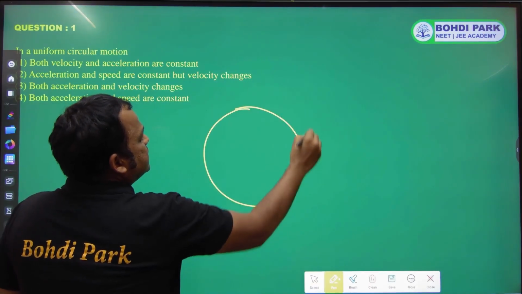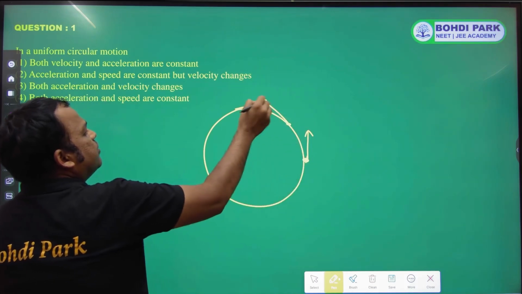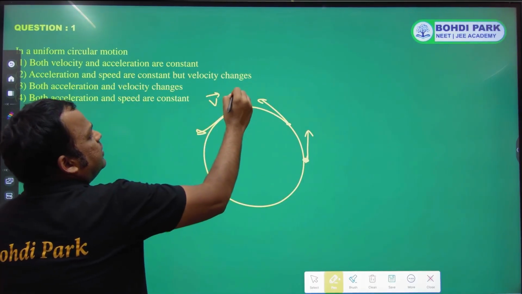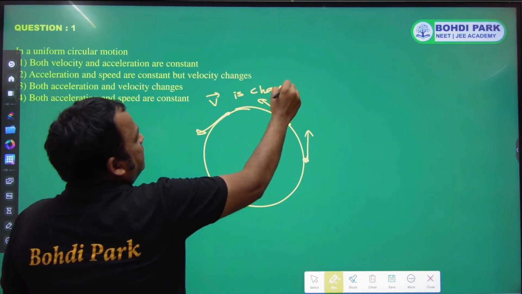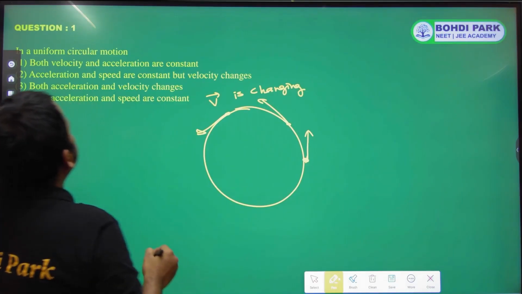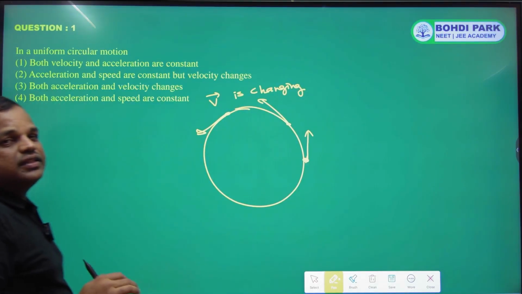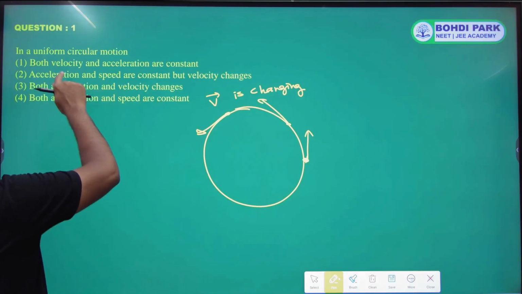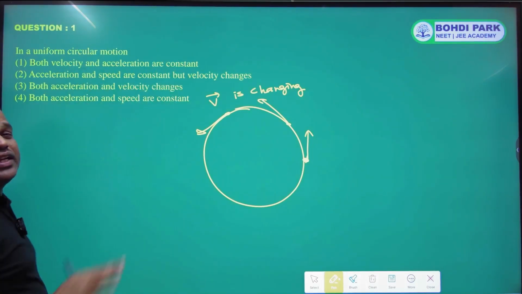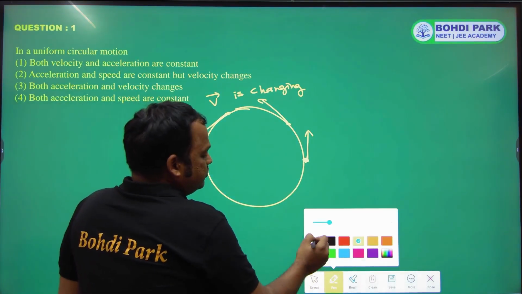But direction changes. At this point direction is tangential, at this point direction is tangential, at this point direction is tangential. Okay, so v vector is changing, so speed is constant but direction of velocity is changing. So we have velocity constant, so this is wrong. Velocity is not constant because direction is changing, and acceleration is towards center.